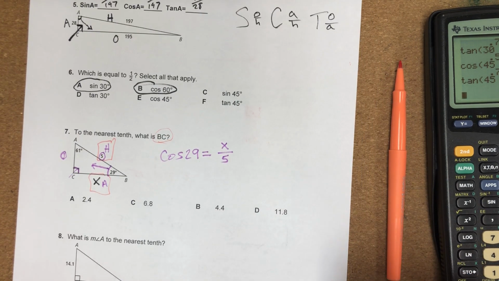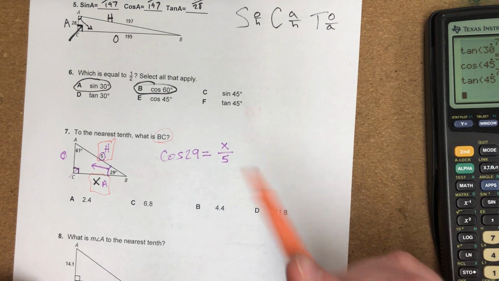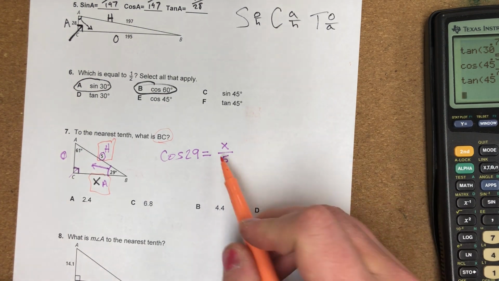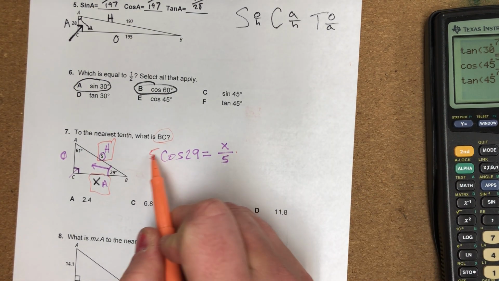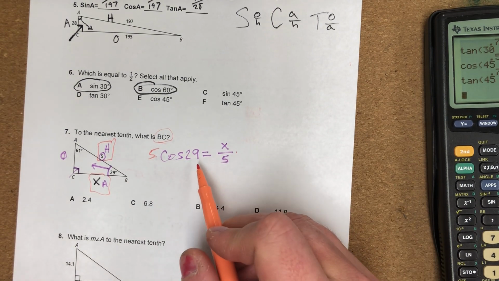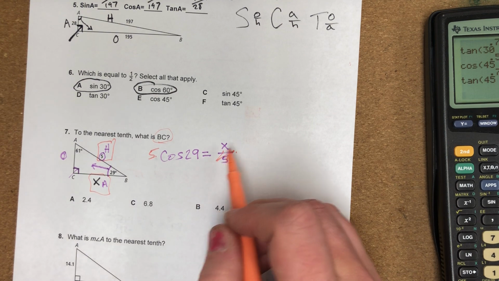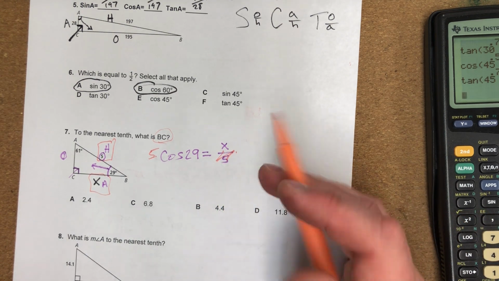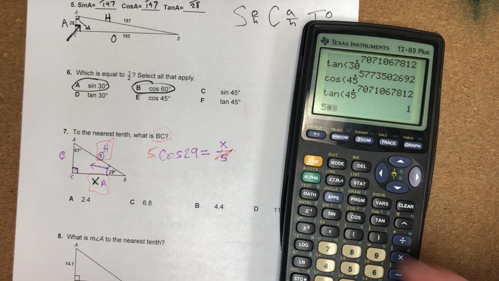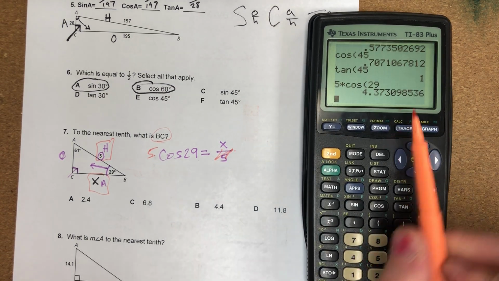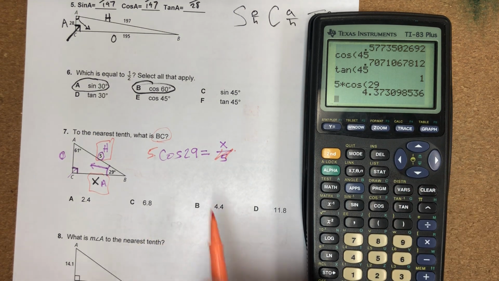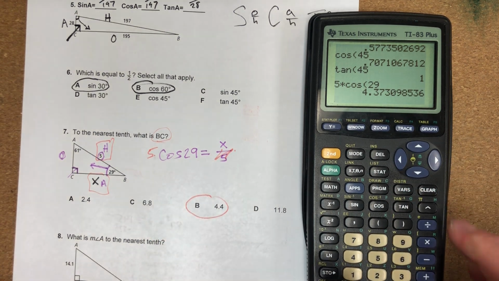The next steps after this are the same every time. The first step is always we multiply by the bottom. It says x divided by 5. So to get rid of divided by 5, we multiply by 5. So 5 times cosine 29. And when we do that, the 5 is canceled. So 5 times cosine 29 equals x. And in this situation, we're done. 5 times cosine 29, and we're done. I got x is 4.37, which is 4.4. So that would be my answer.